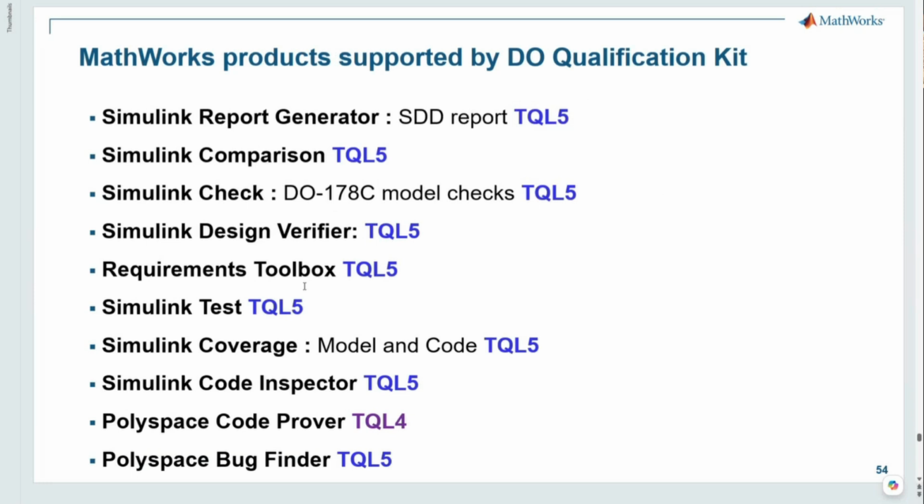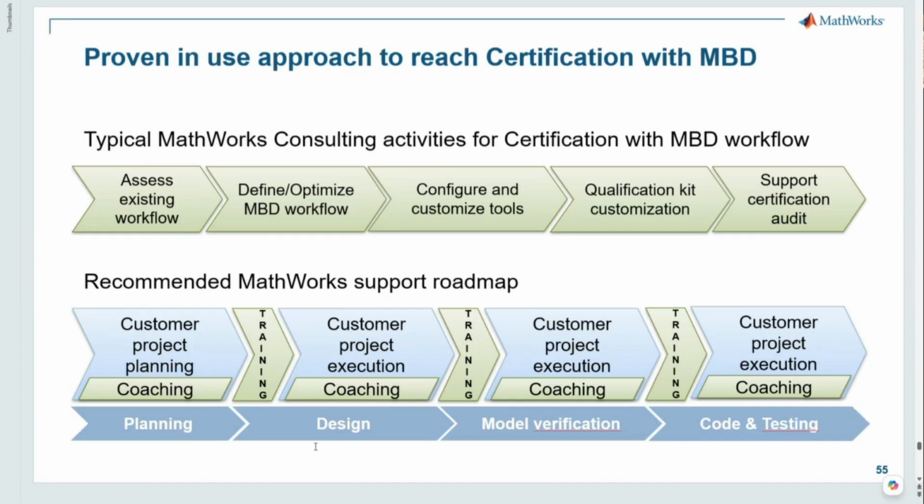So here are the tools for which we provide the artifacts for qualification: the Simulink Report Generator, the Simulink Comparison, the Simulink Check, Simulink Design Verifier, the Simulink Requirements, Simulink Test, Simulink Coverage for the coverage of the model and the code, Simulink Code Inspector, Polyspace Code Prover, and Bug Finder for the MISRA rules. So we've seen there's a lot of things to do in DO in general.